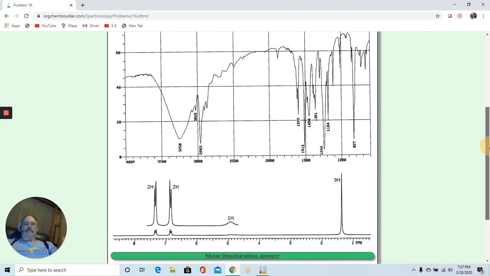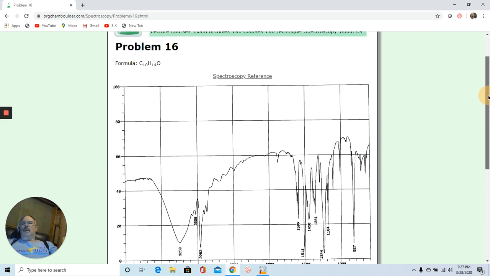Okay, this is an alcohol. Okay, and 1599. Okay, that would indicate a benzene ring. C10H22 would be the fully saturated. And so we're missing 8 hydrogens, so that's 4 unsaturation units. So we have a benzene ring.